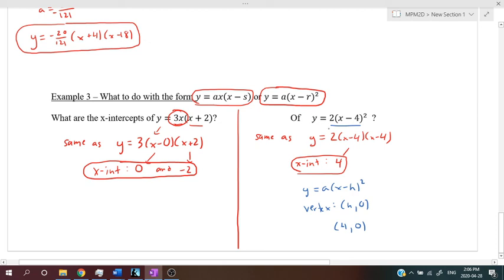So when you see this, it's actually in vertex form and factored form at the same time, which is pretty cool. So if you come across questions like either of those, now you know how to find the x-intercepts.